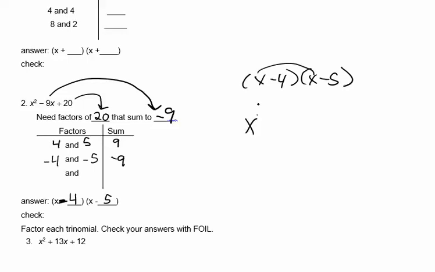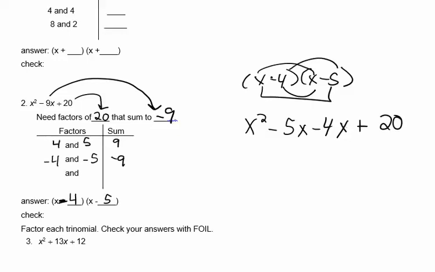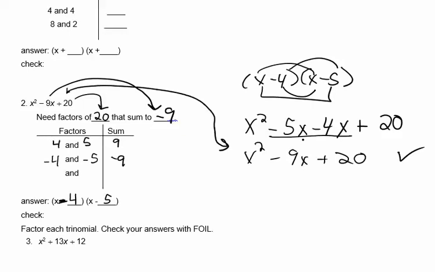So first times first is x squared. Then I have x times negative 5. That's the same as minus 5x. Then I have the inner times the inner would be minus 4x. And then the last times the last would be a plus 20 because negative 4 times negative 5 is plus 20. So then you add your two middle terms, the like terms, and I have negative 5x minus 4x, that's negative 9x, and then the plus 20. It checks. It's exactly the same as what I started with. I can see that. So that means that these factors are correct.